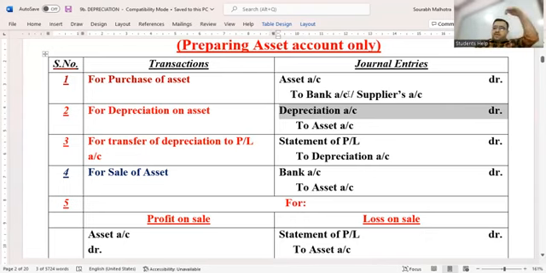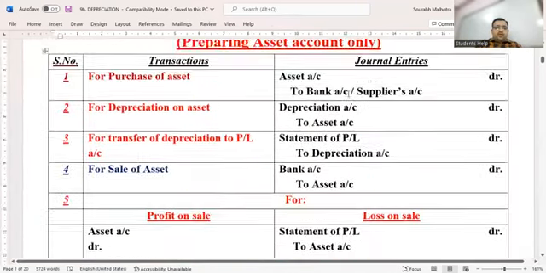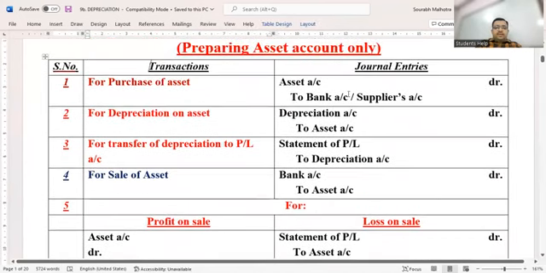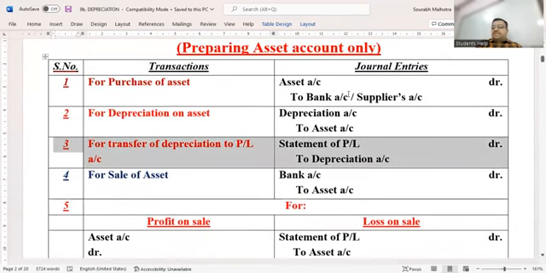Why loss, sir? Because the value of the asset is going down. Why inherent expense? It has to be accounted for, it has to be charged, it will be there because as time passes, the value of the asset would go down. So debit all expenses and losses, credit the decrease in asset. Is that understood well? Then sir, what is this for transfer of depreciation to P&L account? Do not worry about understanding this entry right now.